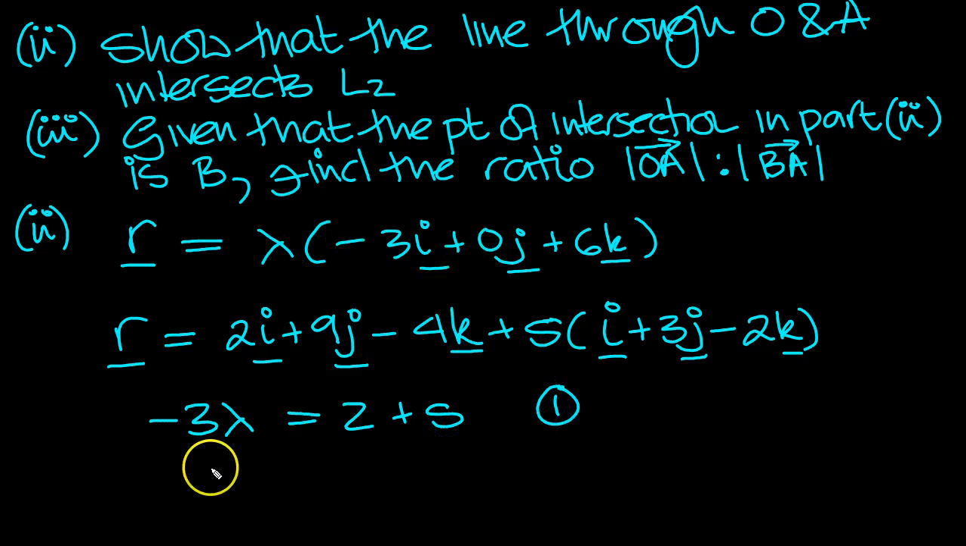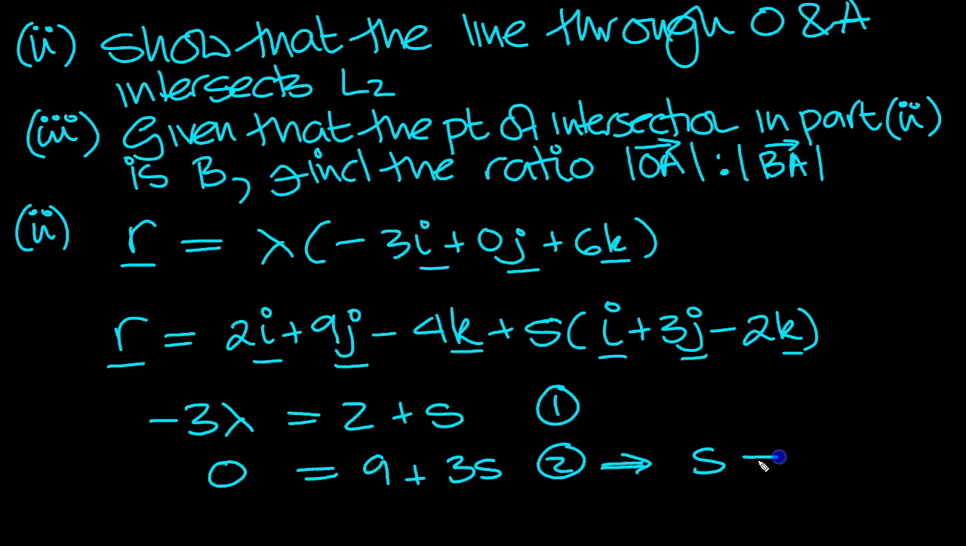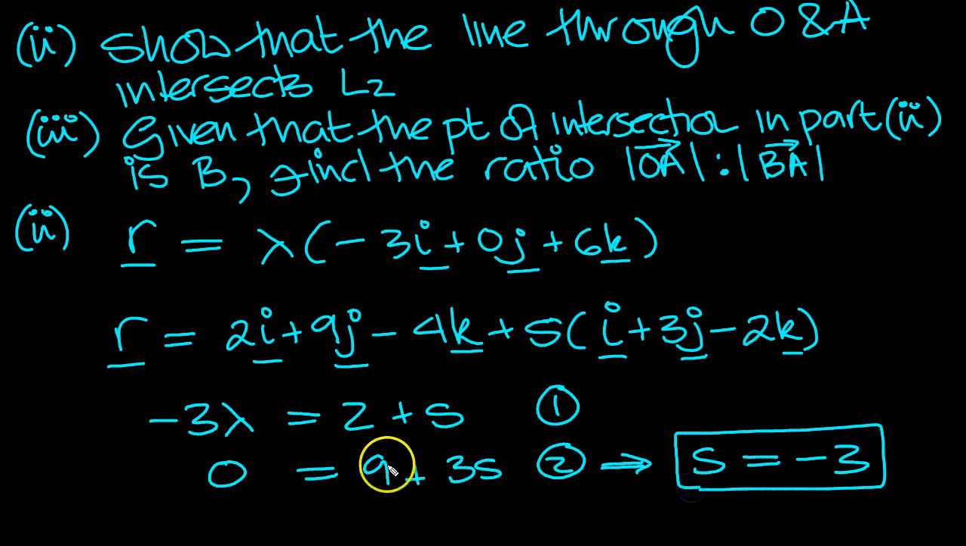The second one will be 0 is equal to 9 plus 3s. Straight away we can see what s is here. s is minus 3, isn't it? When we move the 9 over to minus 9. And if we put minus 3 in here, 2 minus 3 is minus 1. Minus 1 over minus 3 is a third, so lambda is a third. So we can just see that there. So I'm just going to write that down.